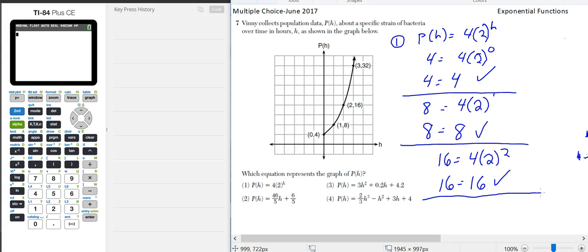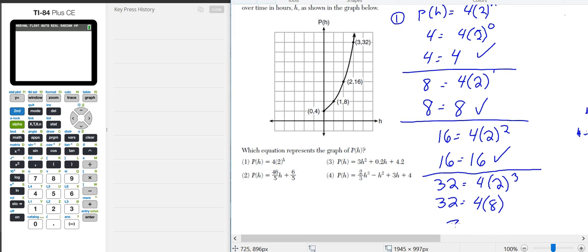Let's try the last point. P of H is 32. Is 32 equal to 4 times 2 cubed? 2 cubed is 8. And 4 times 8 is 32, so 32 is equal to 32. And all of the points from the graph made this equation in choice 1 true.